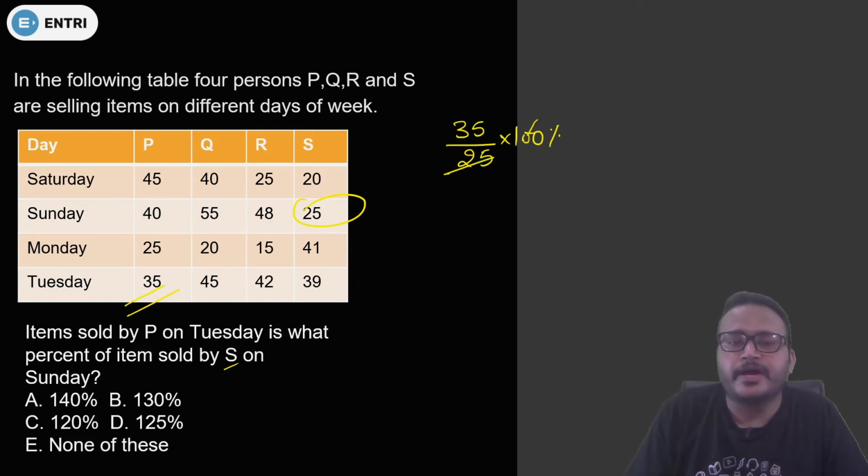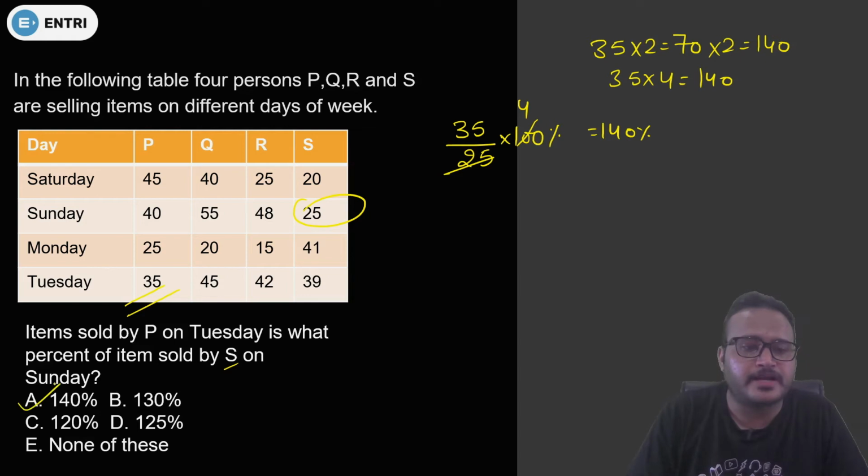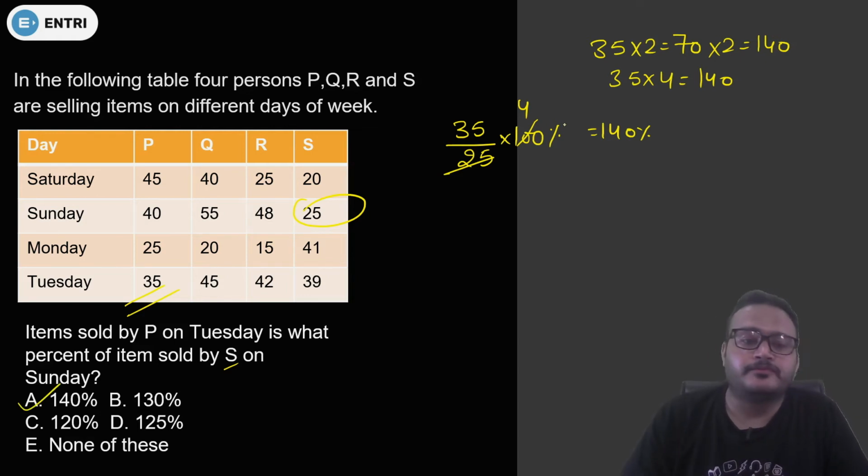So 35 divided by 25, multiplied by 100 means 35 multiplied by 4. We know that 35 multiplied by 2 is 70, and 70 multiplied by 2 is 140. This is how you can do the calculation. So 140% will be your right answer, guys. So A will be your right answer again. I will repeat my words: for these kinds of questions, you do not need pen and paper. Let's move to the next question.